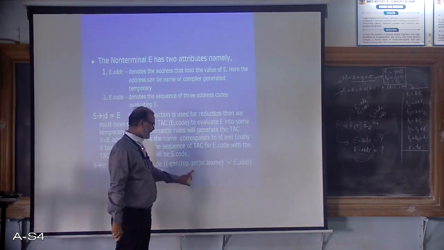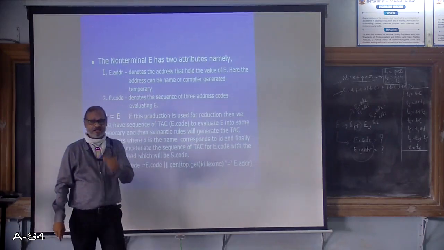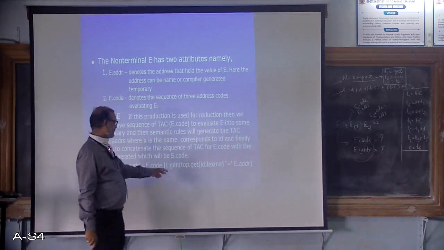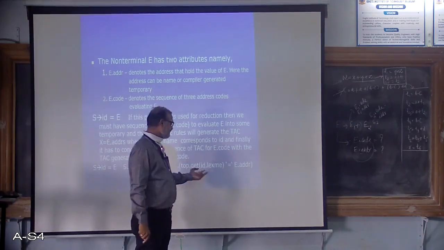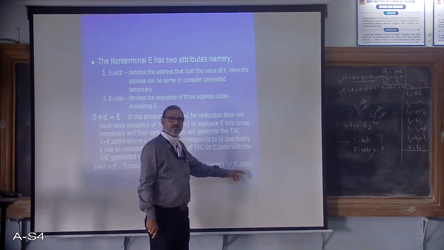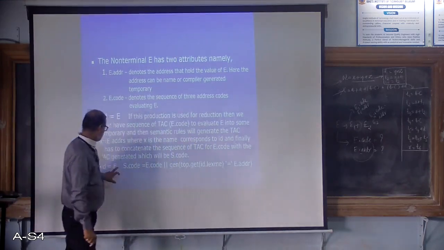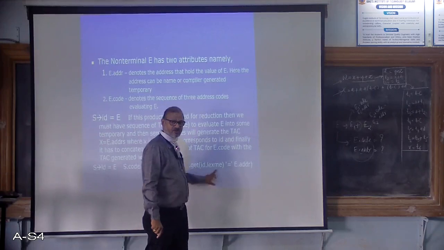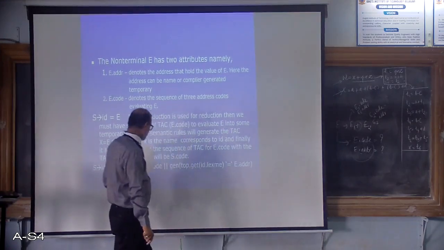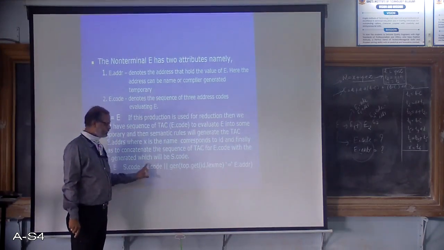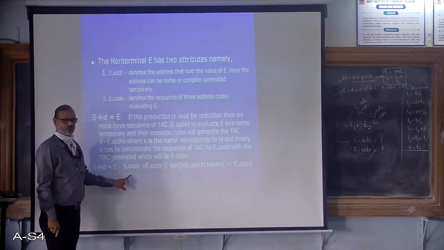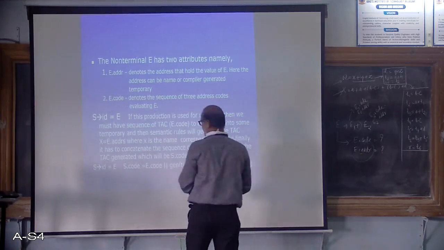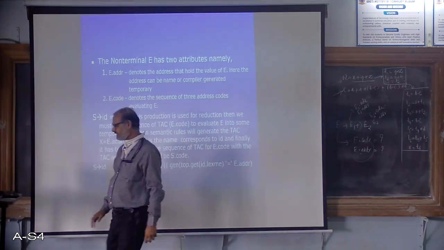So top dot get ID dot lexme is going to retrieve the instance of an ID from the symbol table. So let us say X is the variable name, so X equal to E dot address. E dot address is the value associated with this. So this is my new 3 address code that is generated, and that must be concatenated to E dot code. So the whole of this becomes S dot code, right? So this is the second type of production we have in the grammar.